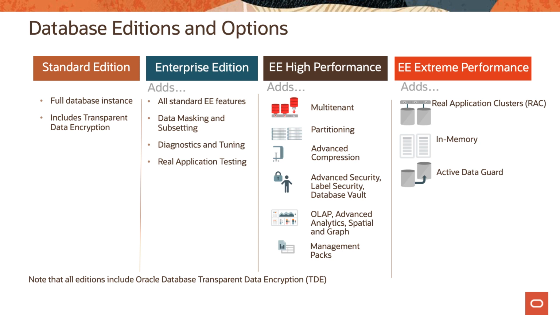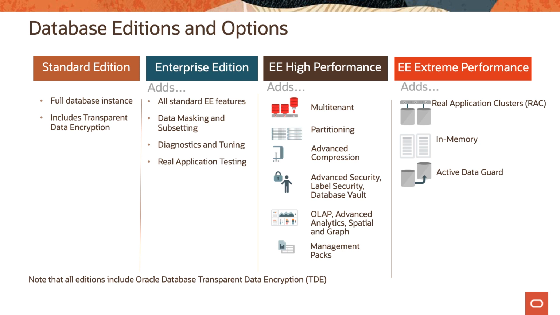Now from enterprise edition, as you go on to the enterprise edition high performance package, you'll also get all the features of enterprise edition, which you saw on the left side. And in addition, you get the multitenant option, which is available in database 12c and higher. You also get partitioning, advanced compression, advanced security, label security, database vault, as well as OLAP, advanced analytics, spatial and graph, and the remaining management packs for enterprise manager.